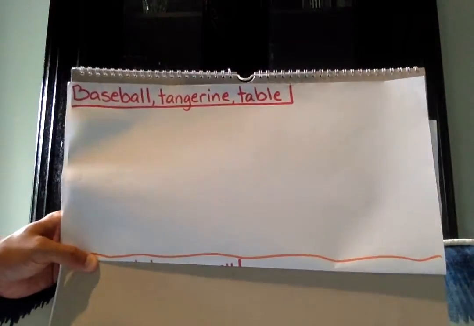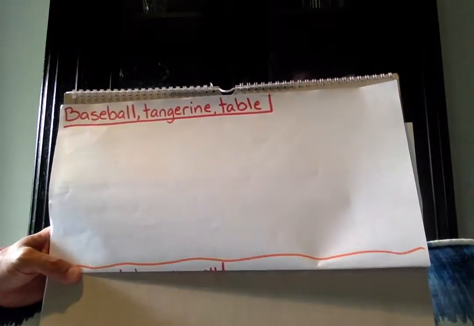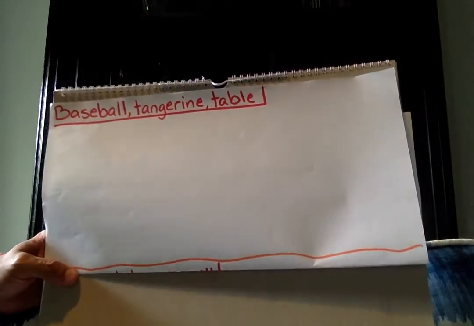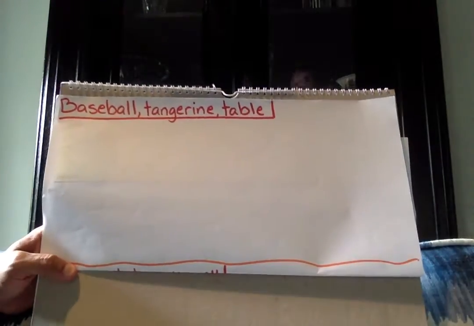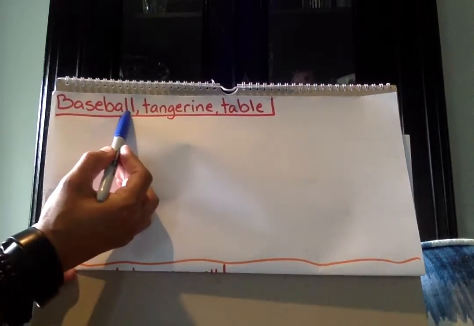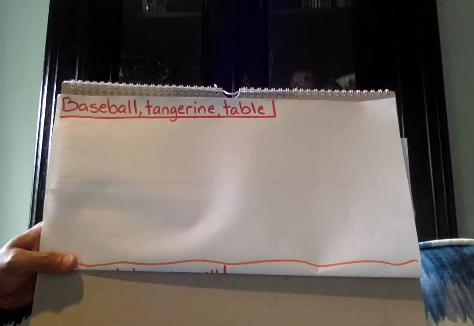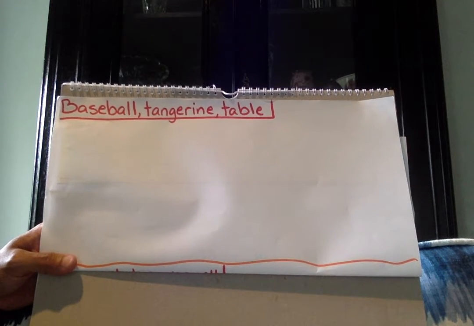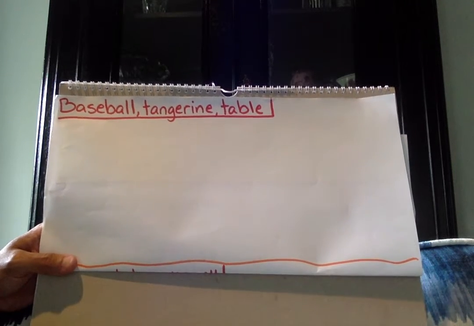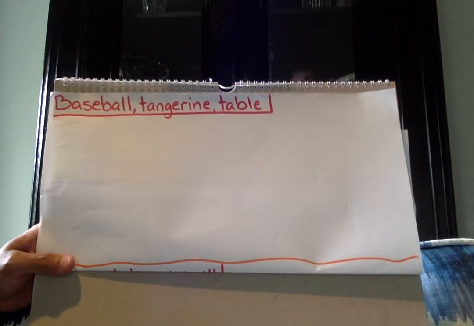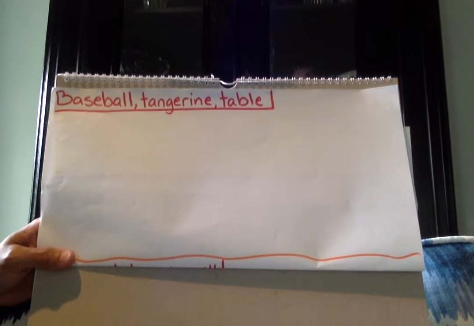Okay, friends, so here's my board. And here are the words that I'm going to be using today. For the 3 words, I chose baseball, tangerine, which is kind of like an orange, a smaller orange, and I chose the word table. Now I'm going to use these 3 words and I'm going to put together a very small story.